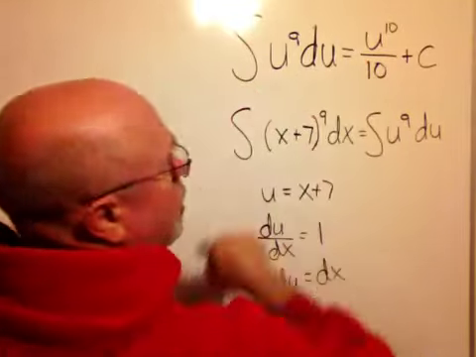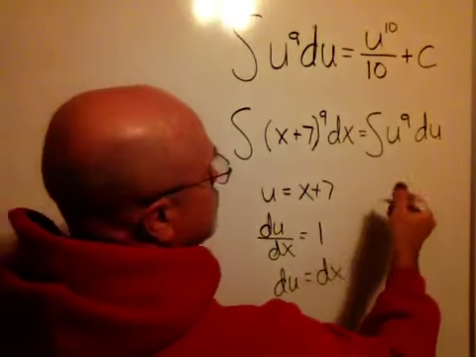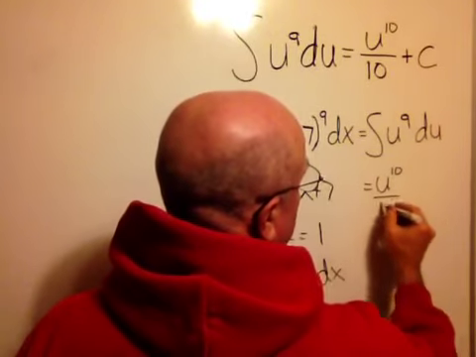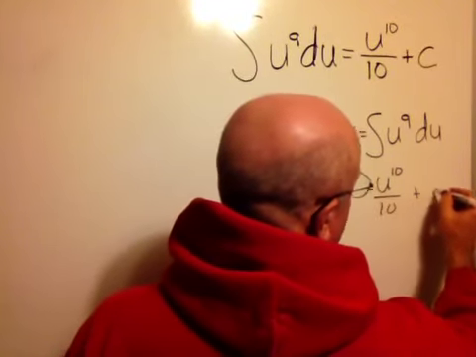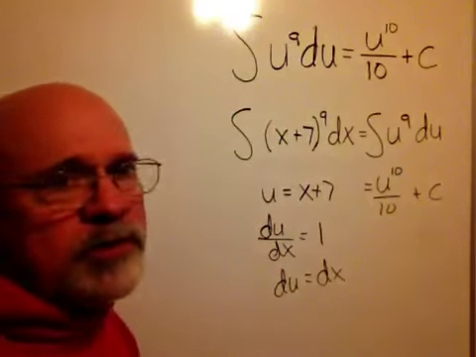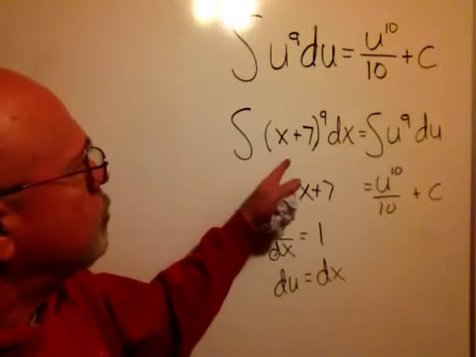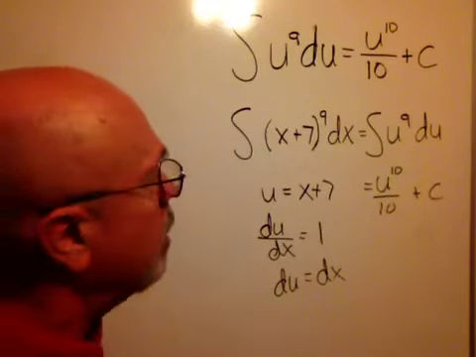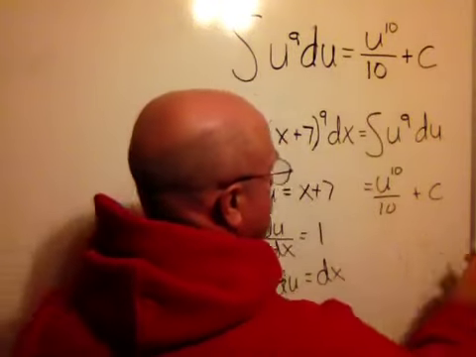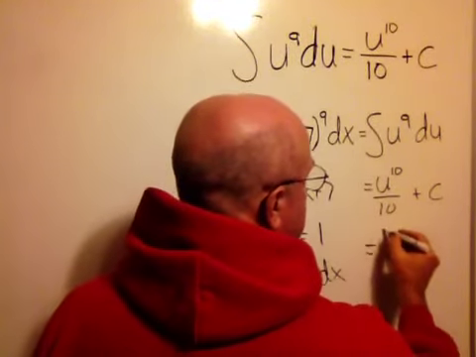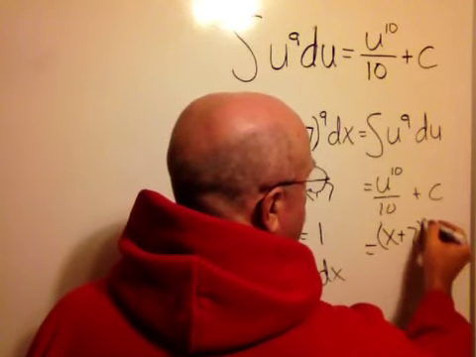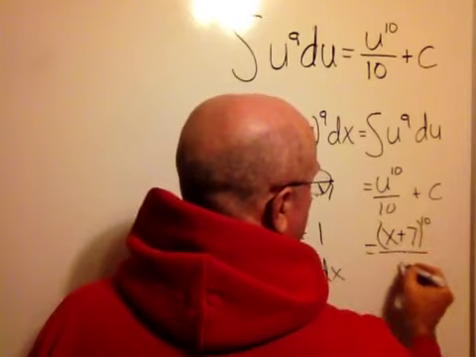So I'm back to where I started. And this is going to be u to the 10th over 10 plus a constant. But the original problem had nothing to do with the variable u. So we need to switch it back to where it started, and we'll just put back in that u is x plus 7. So our answer is (x plus 7) to the 10th over 10 plus a constant.